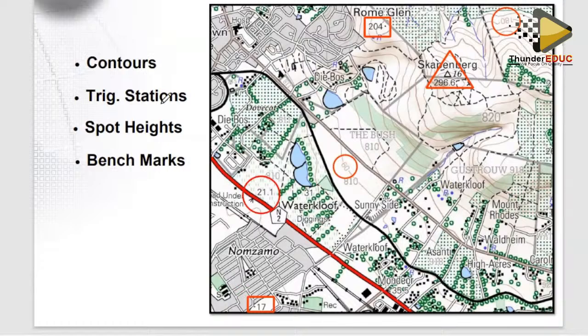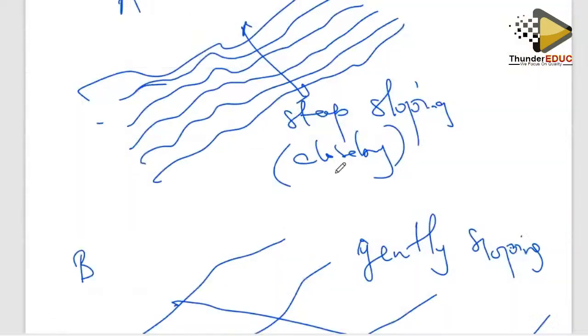Right, we also have our trig stations. Basically what we call a trig station, we're going to make reference to the one that we are having here. It's having 16 and 296.6. Let me illustrate. When you check on your trig station, it's a triangle, and then it has two digits. Maybe it's having 16 and maybe 302.1, those two digits. If you check your triangle with those two digits, this is what we call a trig station, a trigonometrical station.